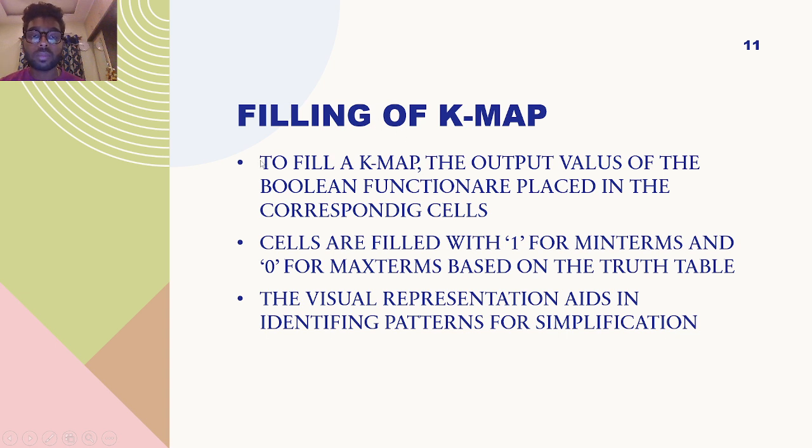So, filling of a K-map. To fill a K-map, the output values of the Boolean functions are placed in the corresponding cells. Cells are filled with 1 for min terms and 0 for max terms based on the truth table. The visual representation aids in identifying patterns for simplification.